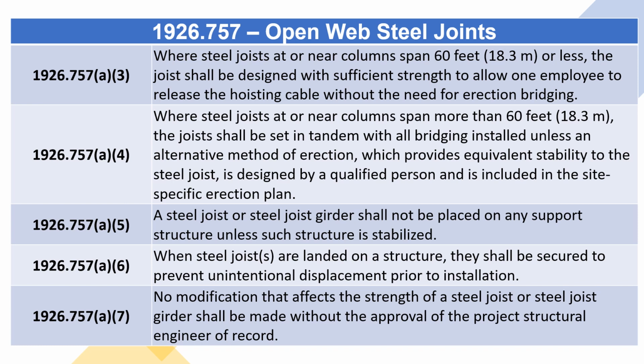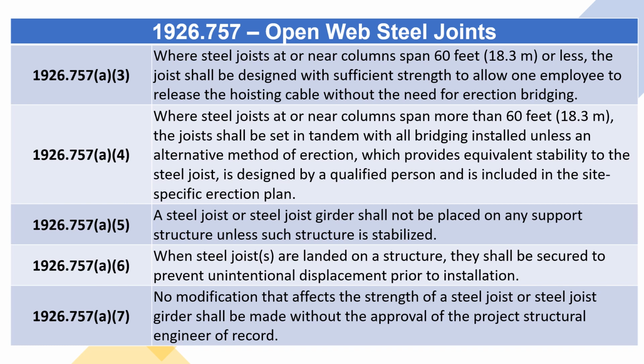1926.757 A4, where steel joists at or near columns span more than 60 feet (18.3 meters), the joist shall be set in tandem with all bridging installed unless an alternative method of erection, which provides equivalent stability to the steel joist, is designed by a qualified person and is included in the site-specific erection plan. 1926.757 A5, a steel joist or steel joist girder shall not be placed on any support structure unless such structure is stabilized.